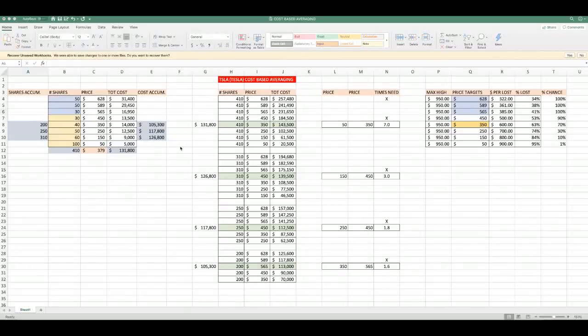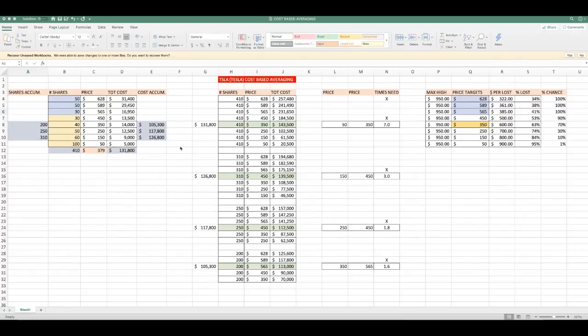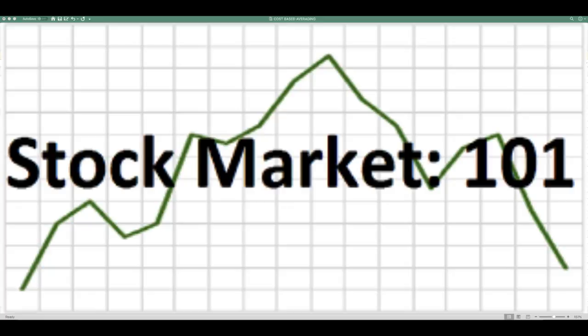It's Ed, and the future is now, and the future is cost-based averaging. Everybody needs to understand this principle and how it works. If you invest at all in any way, shape, or form in stocks, you should understand this concept.